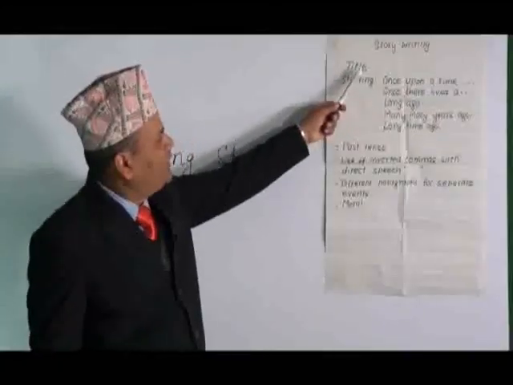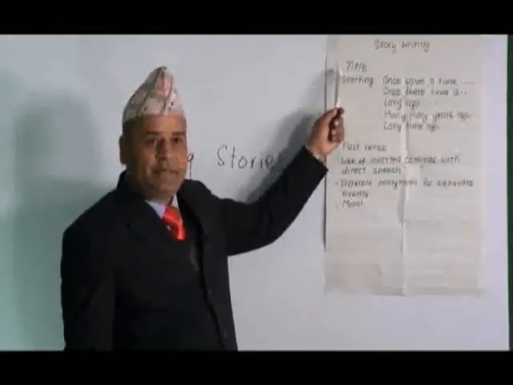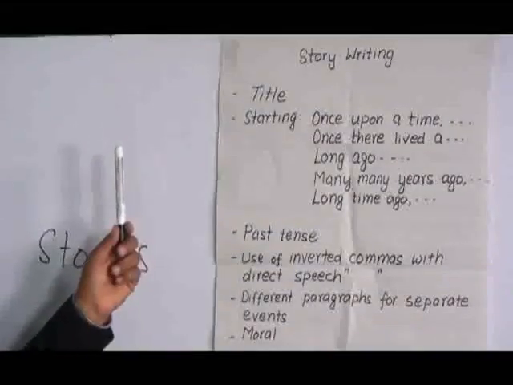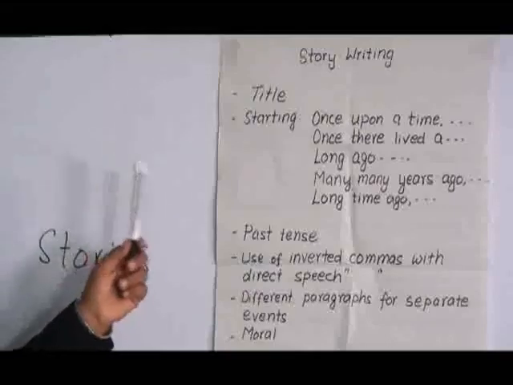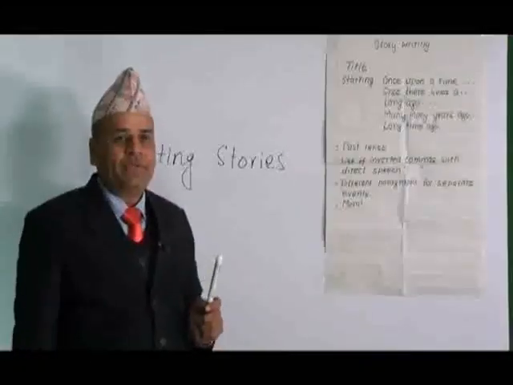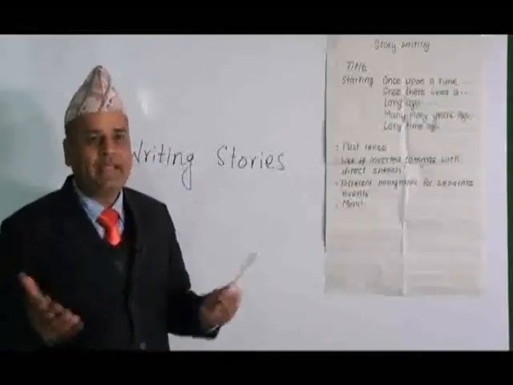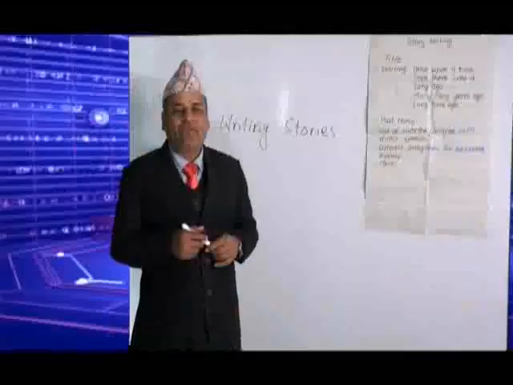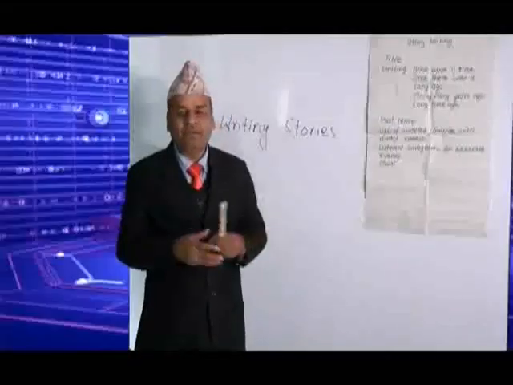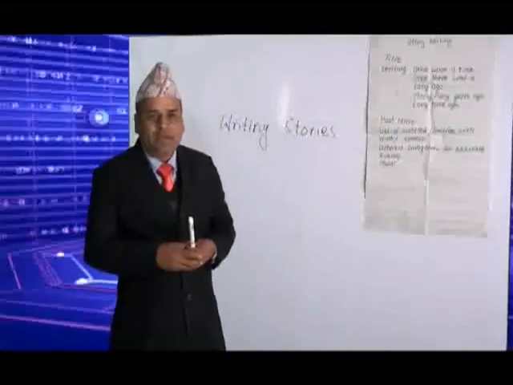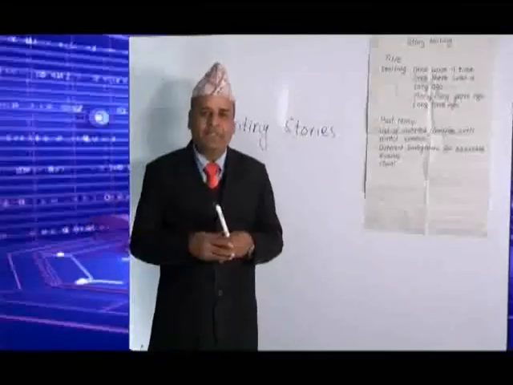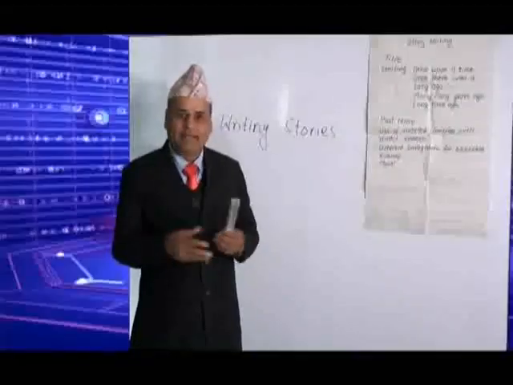For story writing, first, the title is very important. When we write a story, the title is very important for us. Every story has a title. Then immediately after the title we start. There are different ways of starting. When we write a fable or legend or moral story, especially moral stories, there are certain rules. We should follow these rules to make story writing perfect and complete.